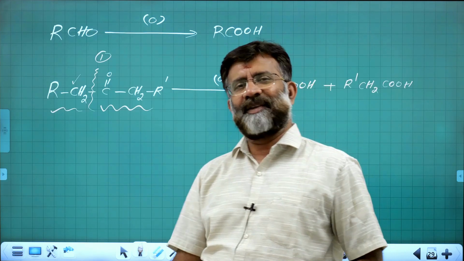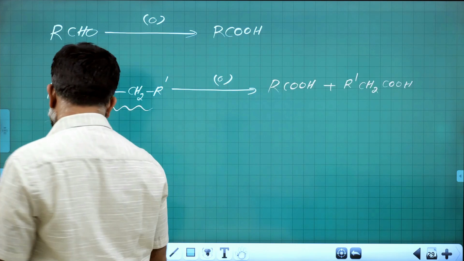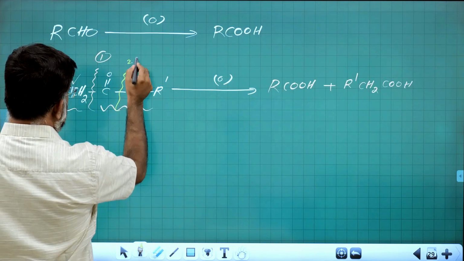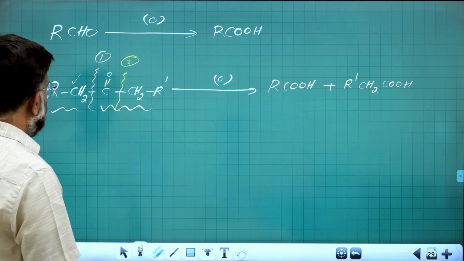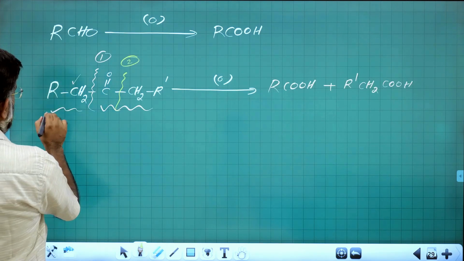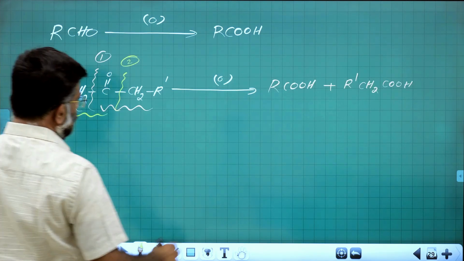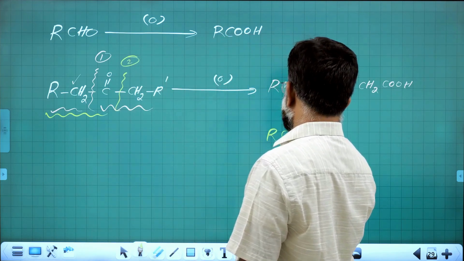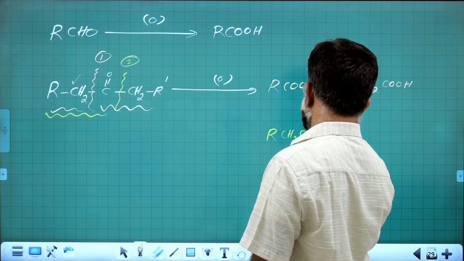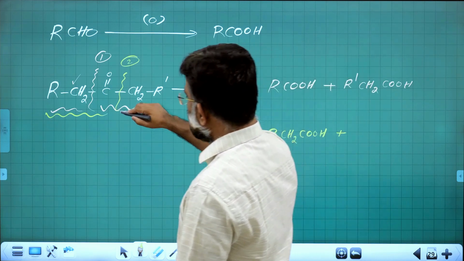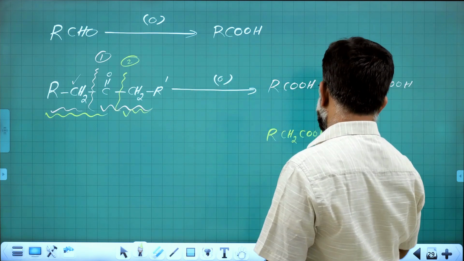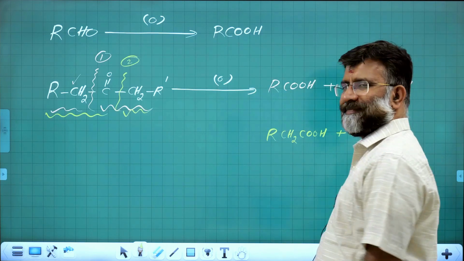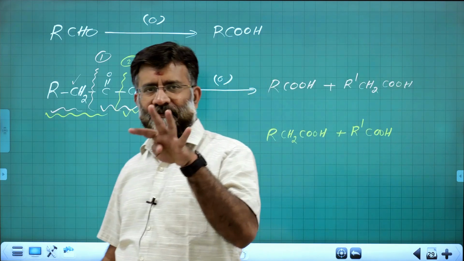What about if the cleavage occurs at position 2? Suppose it is cleaved over here, the second cleavage. What you may get is RCH2COOH, and this you may get as a carboxylic acid, R'COOH. You see, you get 4 different products.